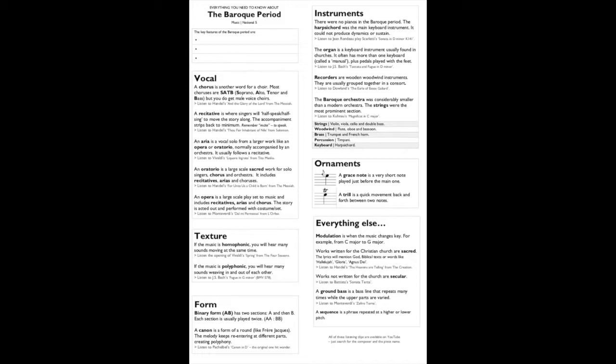If a question asks you to identify the texture of an excerpt, you have 2 options: homophonic, where the parts move together, or polyphonic, where they weave in and out of each other. Listen to this example of a chorus composed by Handel. You will hear sopranos, altos, tenors and basses all singing together, accompanied by an orchestra. But what's the texture?